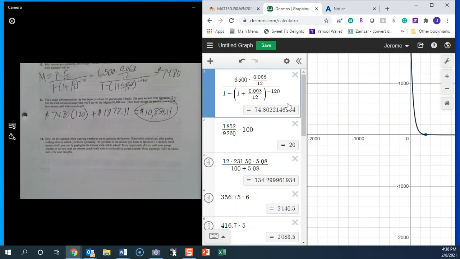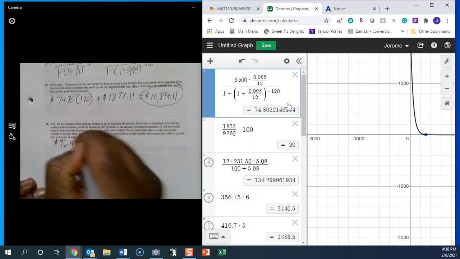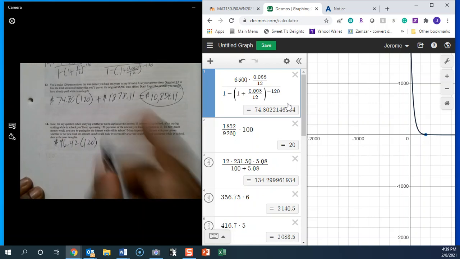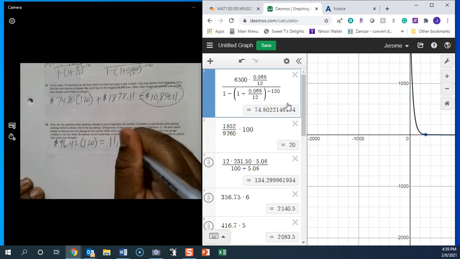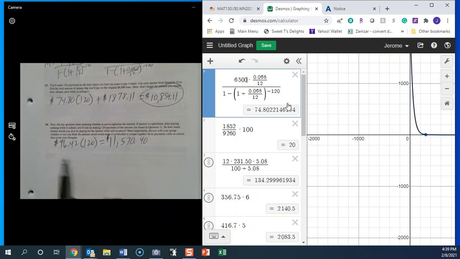Now, the key question when studying whether or not to capitalize the interest. If interest is capitalized after paying nothing while in school, you'll end up making 120 payments of the amount you found in question 11. So how much money would you save by paying for the interest while still in school? Okay, for number 11, we had $96.42 a month payments. And you'll multiply that by 120, and that will give you $11,570.40. Okay, that's how much you would end up paying.